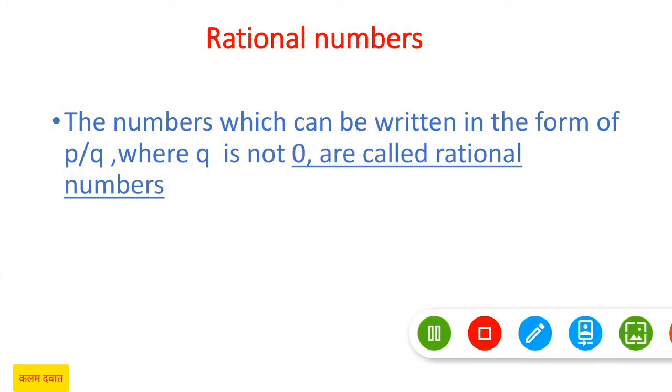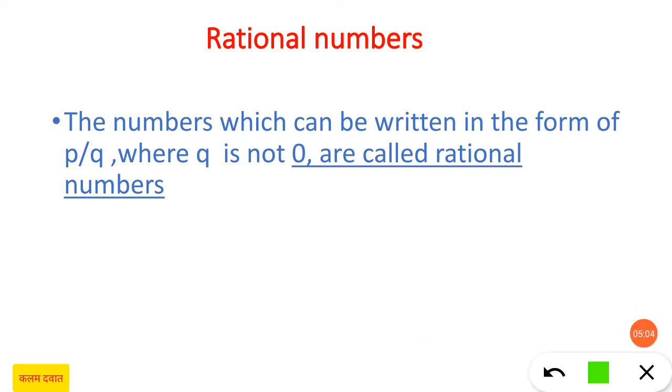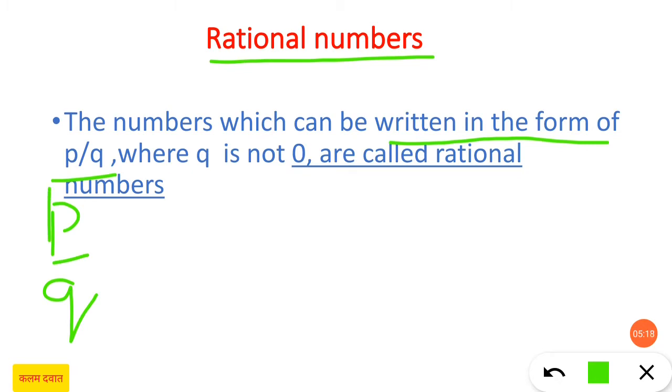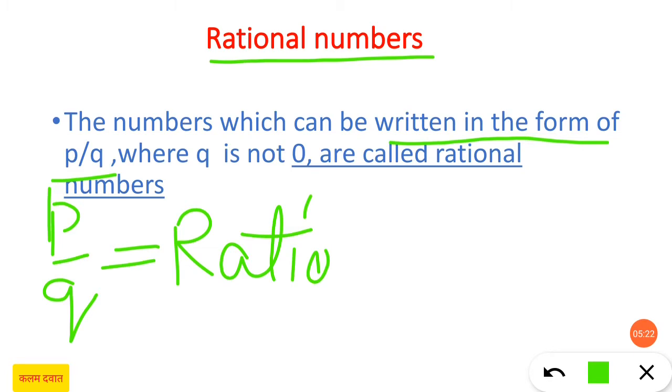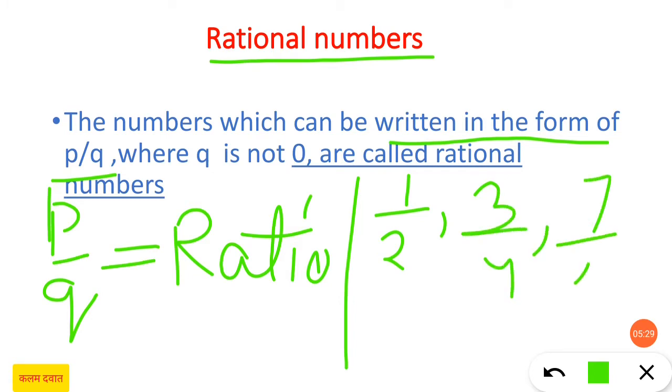Now, except integers, natural and whole numbers, there are some numbers which are called rational numbers. The numbers which can be written in the form p upon q are called rational numbers because it is a form of ratio. See, this is a ratio of something. So the name rational numbers is given because of this ratio. There are many rational numbers we have gone through: 1 upon 2, 3 upon 4, 7 upon 9. These are all rational numbers because they are all written in the form of a ratio.